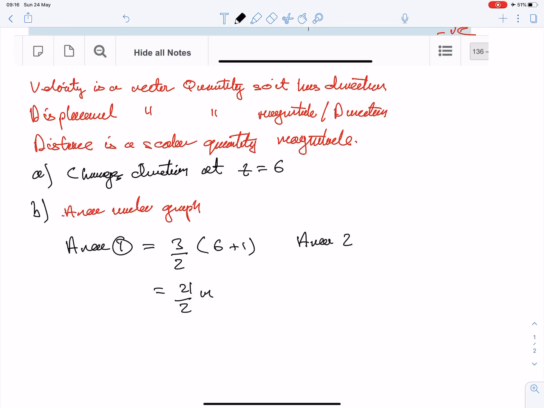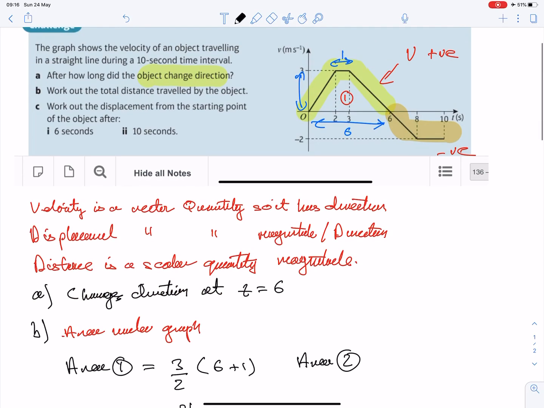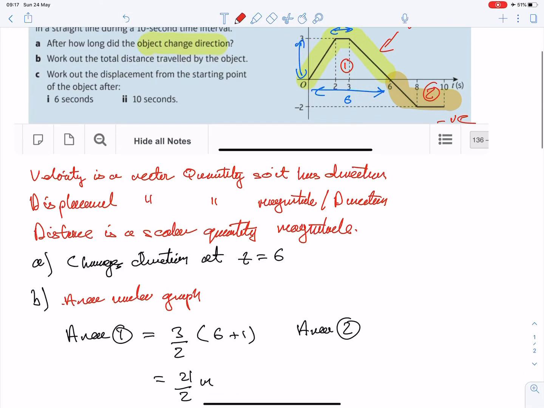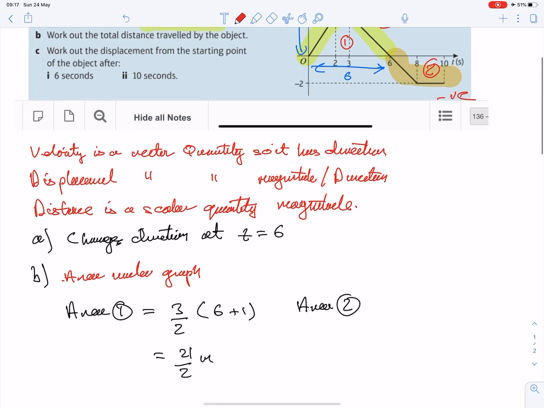Area 2, so that's going to be this bit on the diagram, using the same rule, the area of a trapezium. The height now, I know it says -2, but the height is 2 over 2. And the parallel sides this time from 6 up to 10 is 4, and from 8 up to 10 is 2. So we get 6 metres.